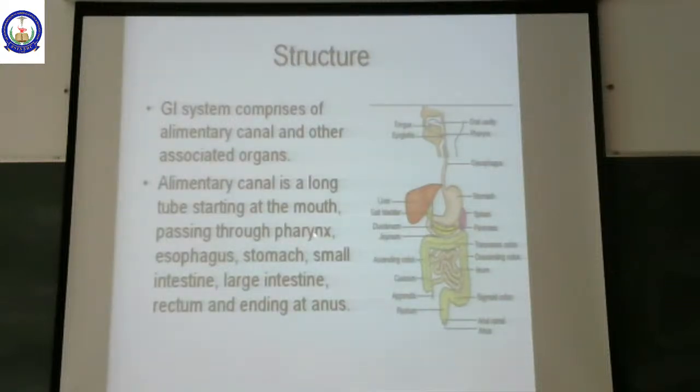What is the alimentary canal? It is a long tube starting at the mouth, that is the oral cavity, passing through the pharynx, esophagus, stomach, small intestine, large intestine, and the rectum, and it ends at the anus. So that is the meaning of alimentary canal.